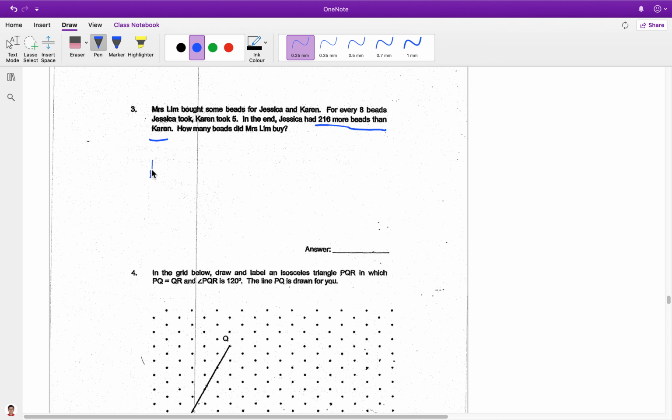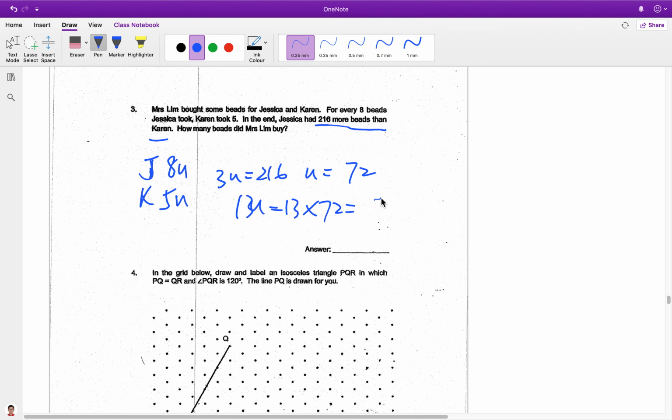Well, we can consider Karen. If Karen is 5U, then Jessica will be 8U, right? At the end, Jessica is 216 more, so 3U equals 216, right? U equals 72. Then how many bees did he buy at first? Well, we see a total is 13U, right? Equal to 13 times 72 equals 936.